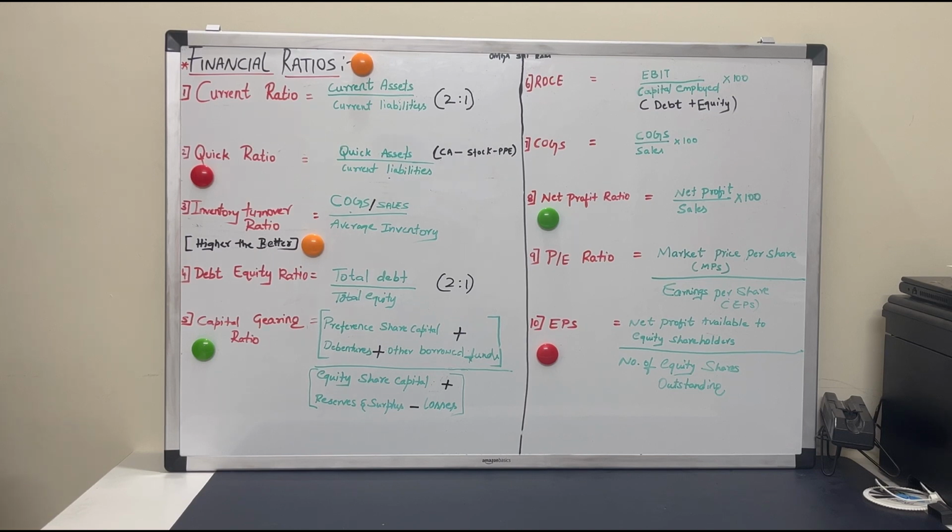Now, why is this ideal? Because let's say if current asset has decreased to 15 lakh, now that means current liabilities will increase and it will not have any buffer amount or buffer cash to pay off the current liabilities. Now that's why 2 is to 1 is the ideal ratio any company should have.